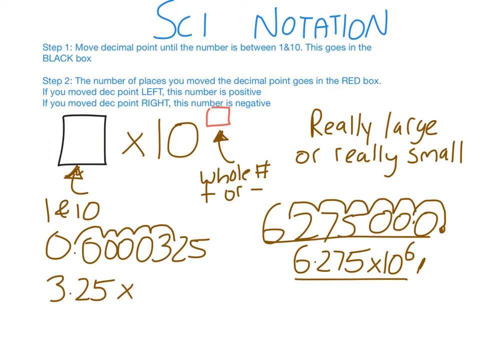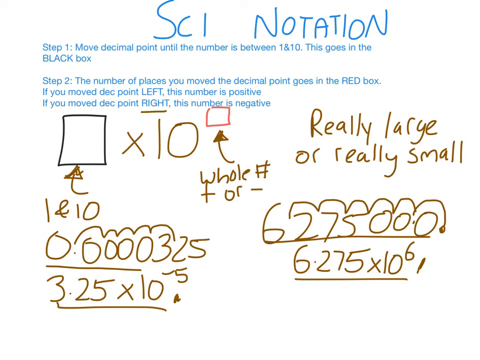It's always times 10 to the power of something. In this case, because I moved the decimal point 5 spots, I put a 5 up there, but I moved the decimal point to the right, so the power is actually negative. So this number and this number are the exact same number, but this is written in scientific notation.